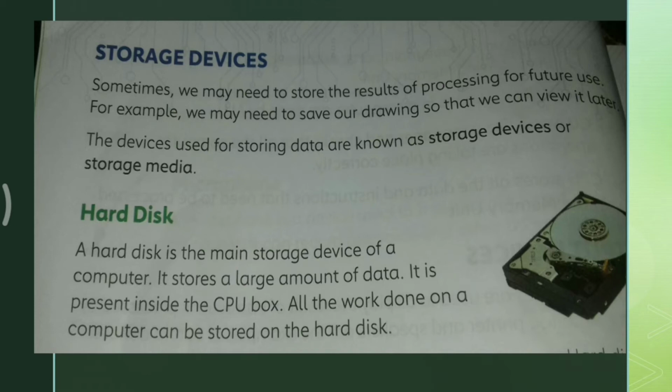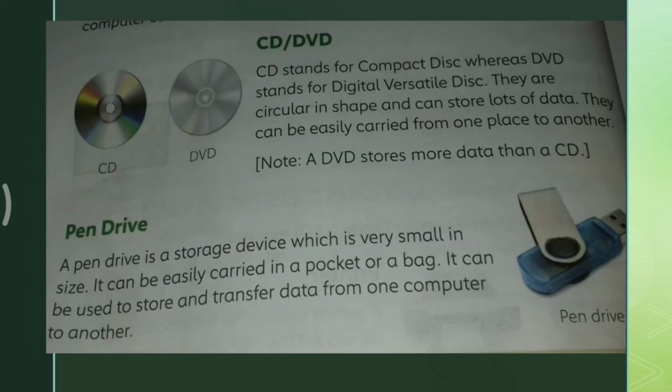The main storage device of the computer is the hard disk, right? You have heard of it also. A large amount of data and many more of your files are in the hard disk. It is present inside the CPU box. CPU means the brain of the computer, okay. And it is stored inside that hard disk. You can see the picture also, like all the work done on the computer is stored in the hard disk. All the work we have saved is stored in the hard disk, okay.